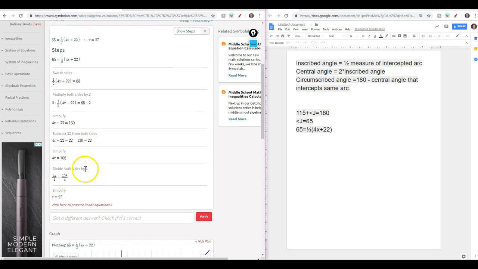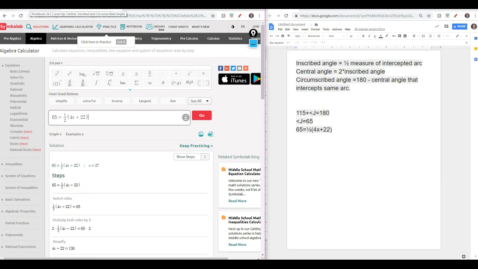So then you would divide both sides by 4 because 4 is multiplying the x. So 4 divided by 4 is 1. And 108 divided by 4 is 27. So x is equal to 27.